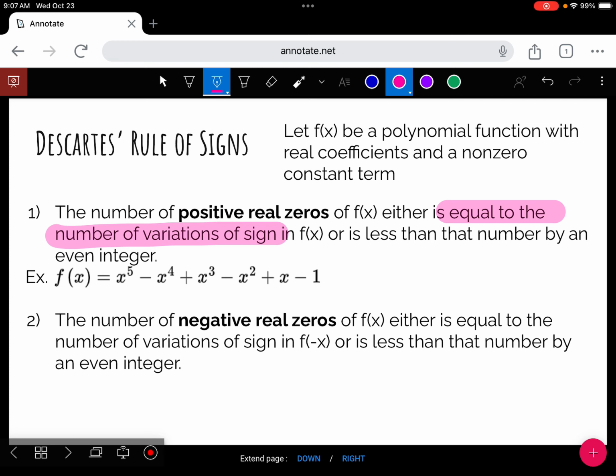So in this example, f of x right here, I've got positive x to the 5th, and then it changes to a minus sign. That's one sign change. Then the minus changes to a plus, another sign change. The plus changes to a minus, another sign change. Then it changes to a plus again, another sign change. And then it changes to a minus again, another sign change. So this has 5 changes to the sign. You can see how it changes sign each time. So we have 5 sign changes.